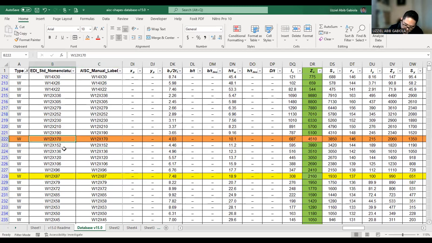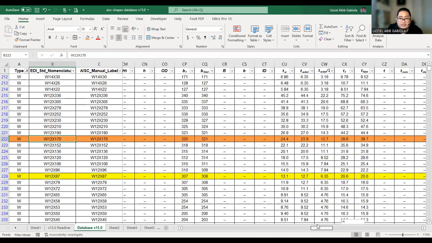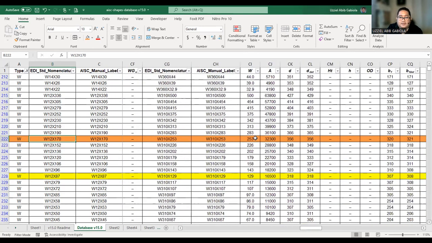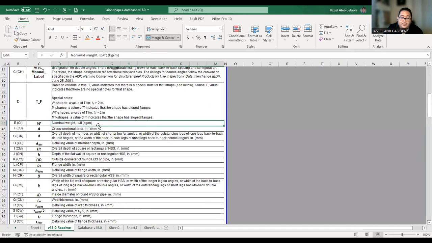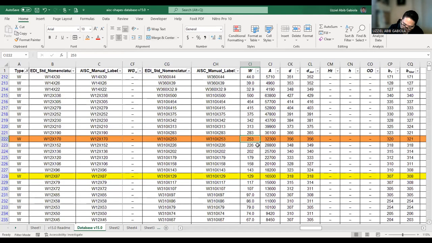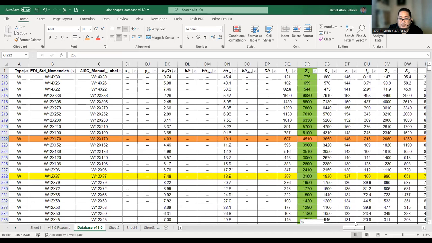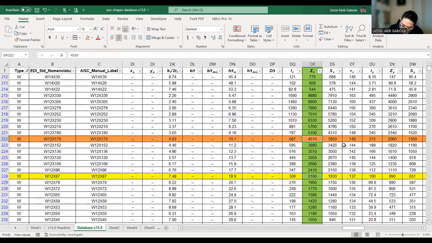Okay? Ito yung first trial section natin. So W12 by 170. Ang weight natin sa kanya, tingnan lang natin dito. Ayan to. 253 daw yung weight niya. And dito, pag tingnan natin yung readme, yung W dito, ang unit niya ay kilogram per meter. Okay? So, kunin natin to, 253 kilogram per meter. Then yung ZX natin, balik tayo doon, ZX natin is 4,510. Yan ay times 10 to the 3.